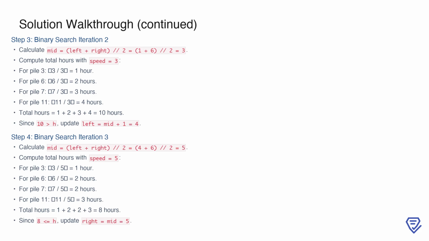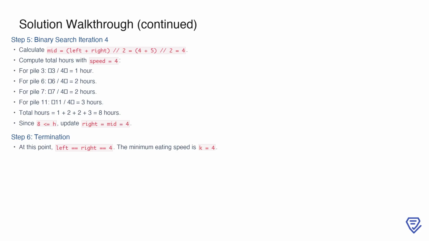range. Now, for the fourth iteration, we calculate mid equals (4 + 5) // 2 equals 4 and test this as the speed. At speed 4, eating pile 3 takes 1 hour, pile 6 takes 2 hours, pile 7 takes 2 hours, and pile 11 takes 3 hours, again totaling 8 hours. Since this is within the allowed time, speed 4 is feasible, so we update right to 4.